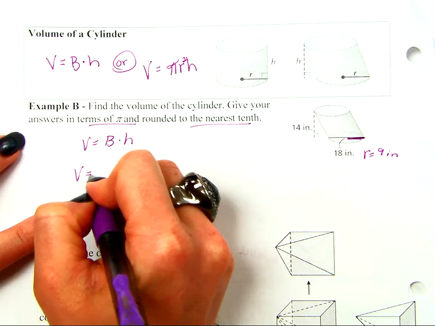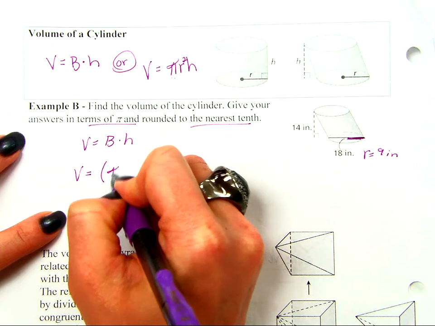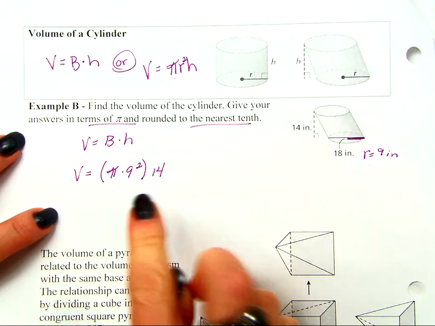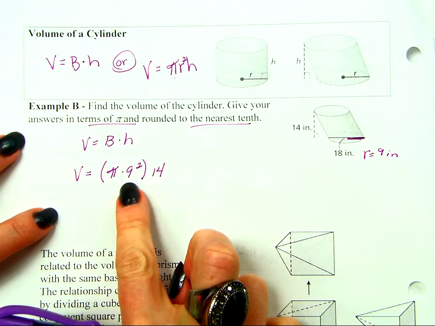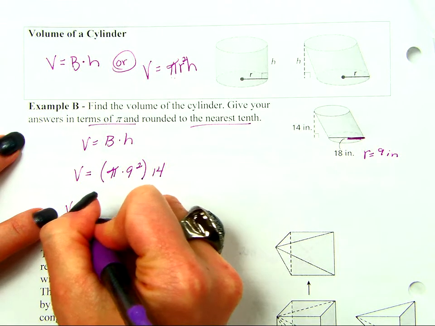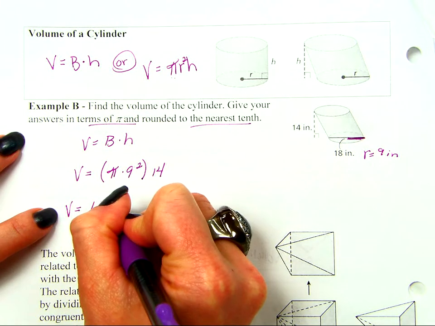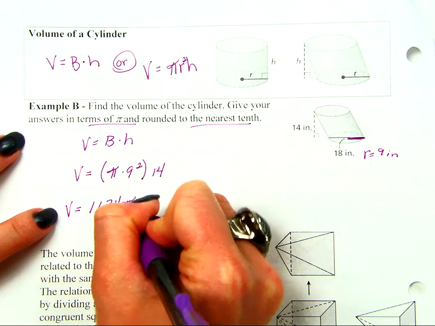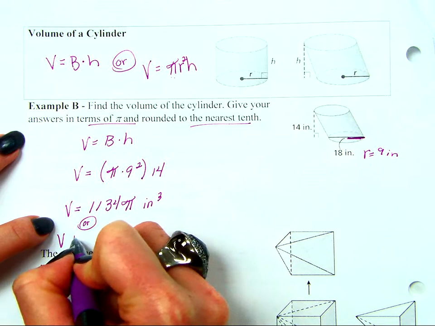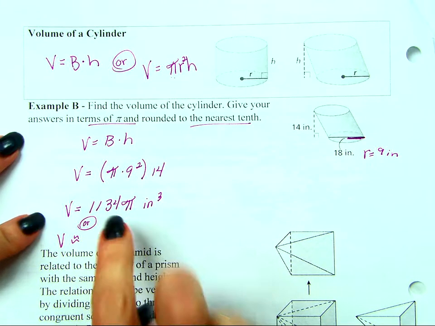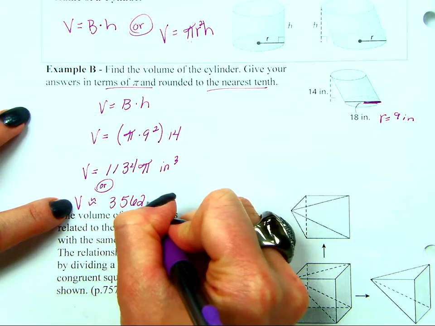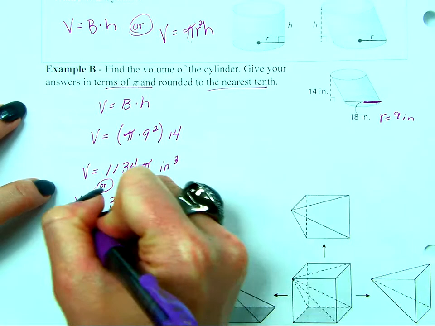So what would that look like in terms of pi? Well, my base is pi r squared times the height of my prism. And so what I'm going to do is multiply out the number part of this. I'm going to square 9, and then I'm going to multiply it by the 14. So I'm going to take 81 times 14. So in terms of pi, I'm actually going to leave that as 1,134 pi cubic inches. And then, of course, as my decimal, I'm just going to go ahead and multiply those two numbers together. And you should find that we get about 3,562.6 cubic inches.